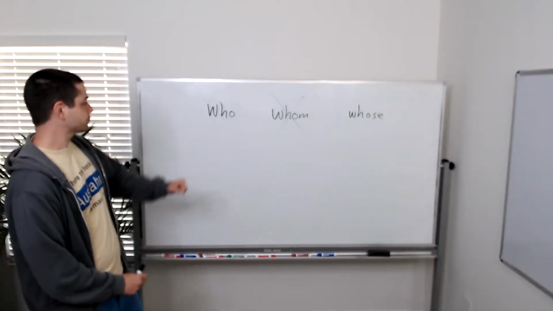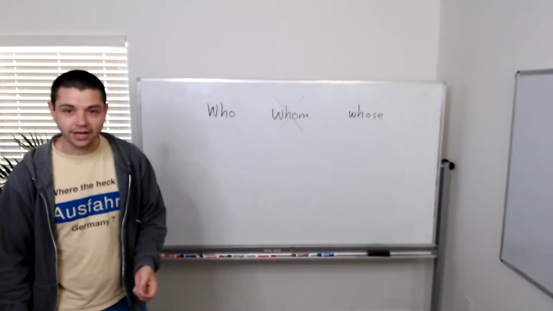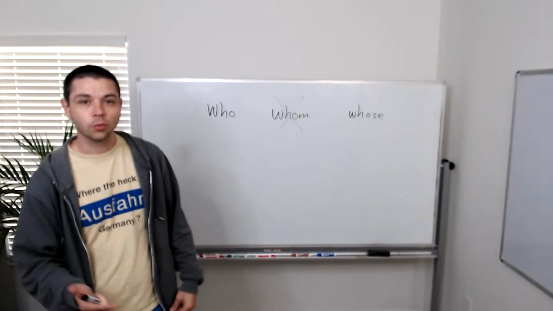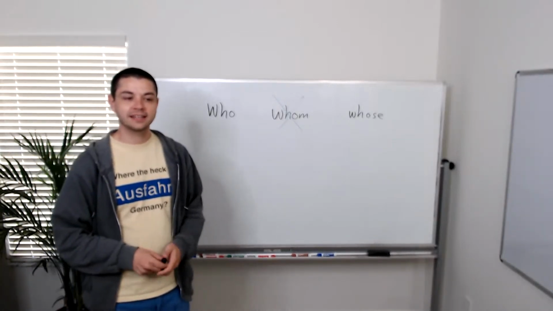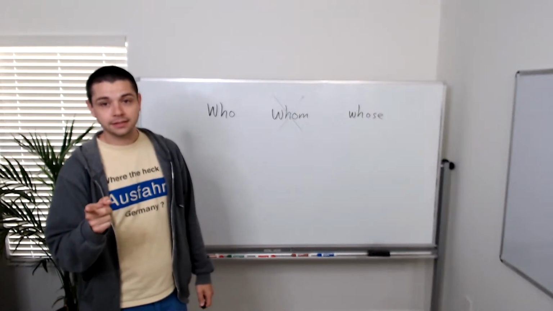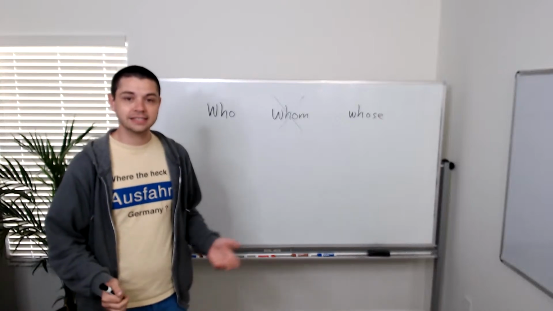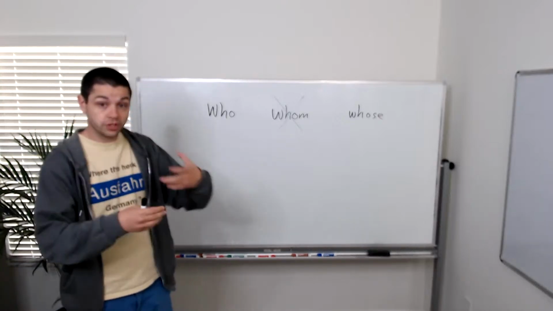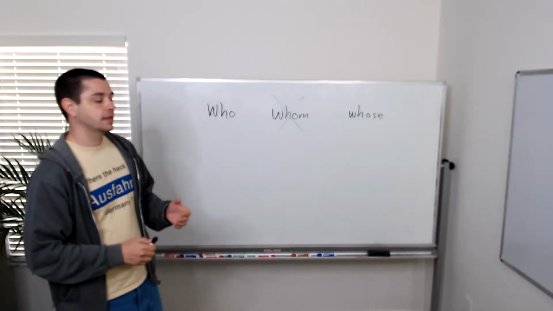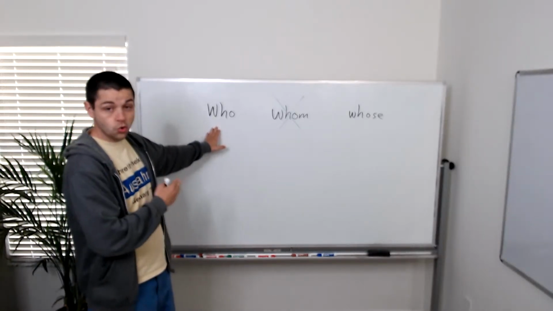But here's the rule. Who is a subject word, and whom is an object word. So, for example, when I say, I see him, him is an object word, and I is the subject word. I do the action to him, right? I see him. So whom would be like him, and who would be like I.